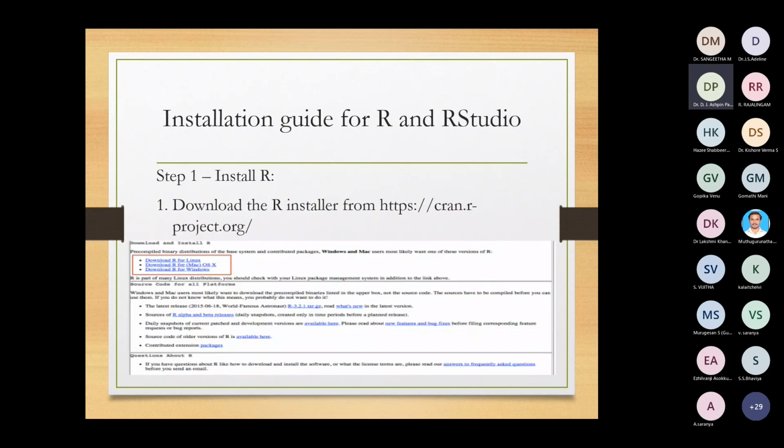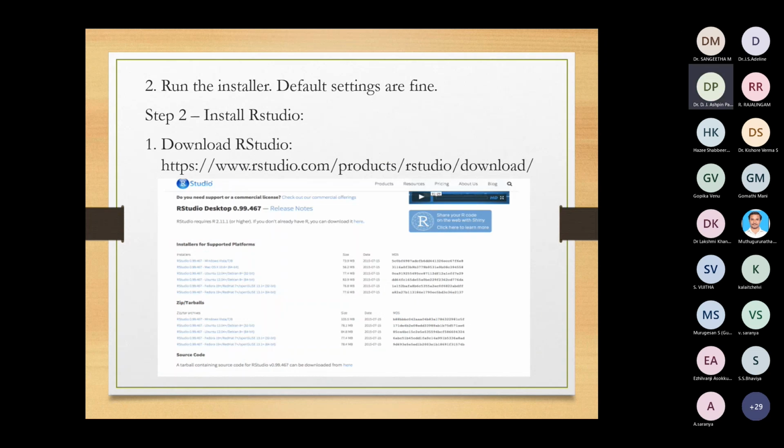And this is the installation guide for R. If you want to use R commands, you have to install R and RStudio. You can install from the HTTPS URL shown here, and it is available for different operating systems, including Linux. Based on your specification you can download it. And then you have to install RStudio.